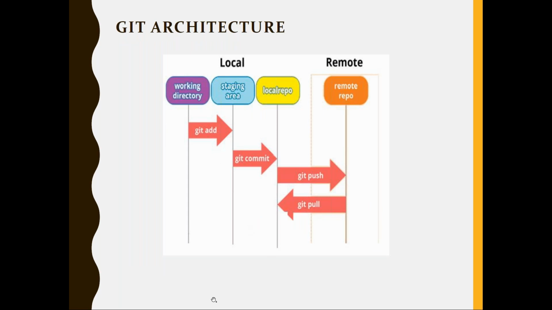So now that we understood the architecture of distributed version control system in general, let's talk about the architecture of Git in particular.